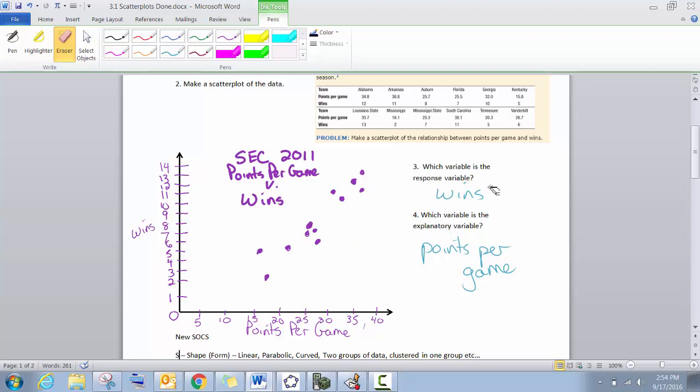Which variable is the response variable? Wins, because that's on our y-axis. Which variable is the explanatory variable? Points per game. It could be either way, but if you think about it, the explanatory explains the response. Response is a cause and effect. It's the effect. And the points per game will tell you how many wins, not the number of wins will tell you how many points per game you have. So more than likely, our explanatory variable is points per game, and our response variable is wins.